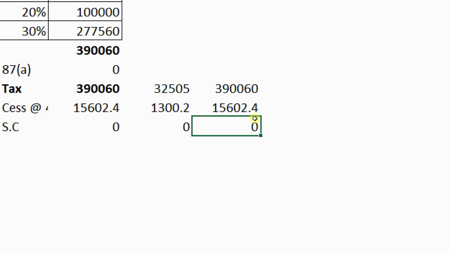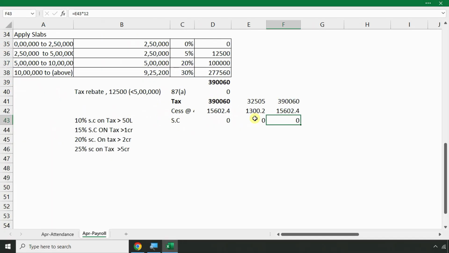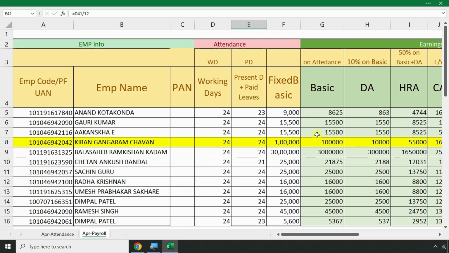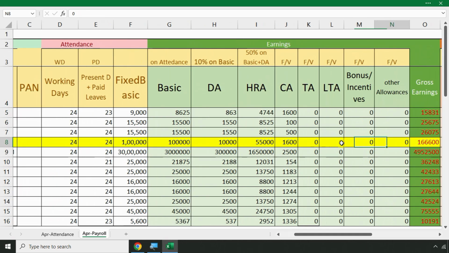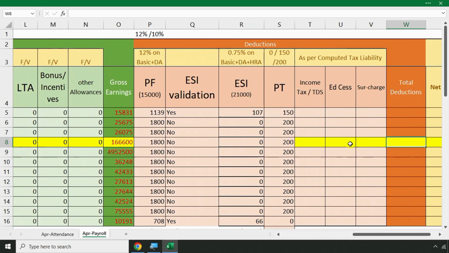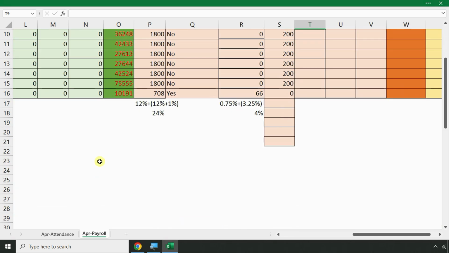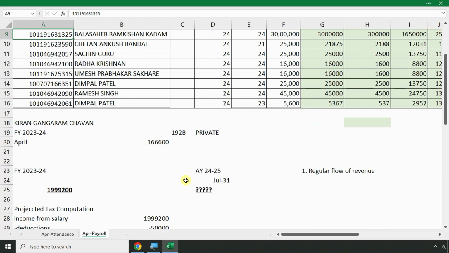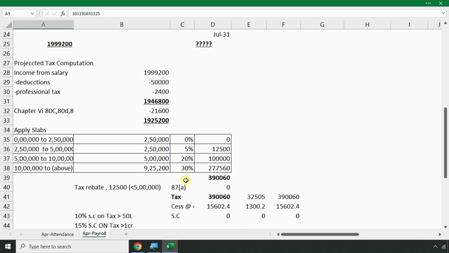If in future the assessment has to be paid, then deduct now; if there is no need to pay assessment, then no. Okay. So now for Kiran Gangaram, how much? 32,505. This is a payroll. 32,505 plus cess. How much? 1,300.